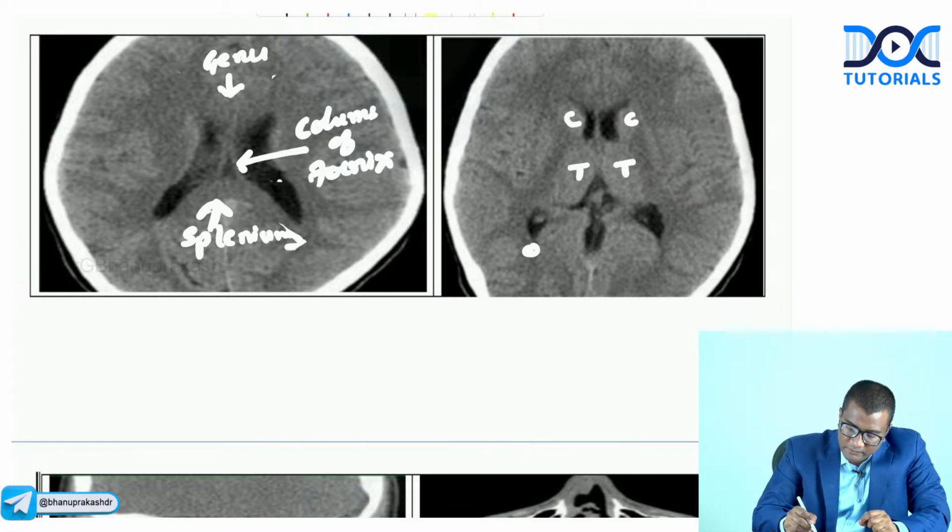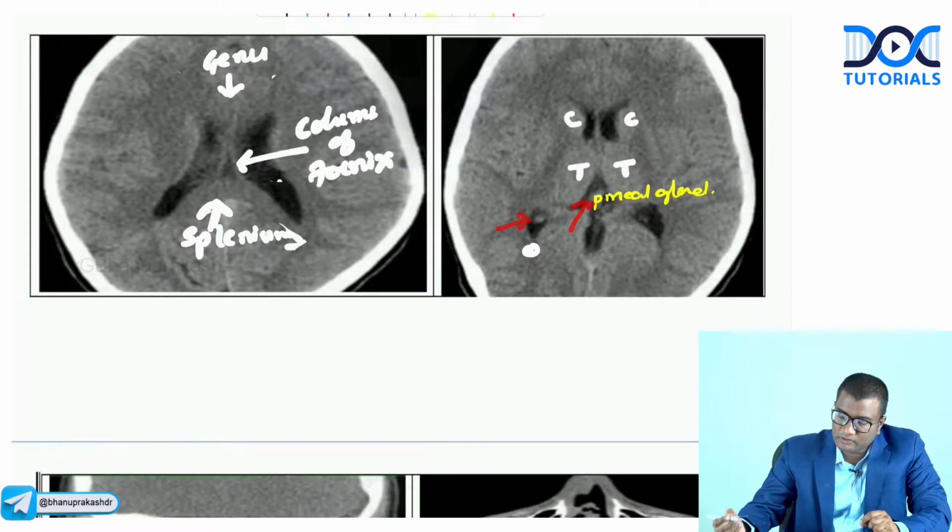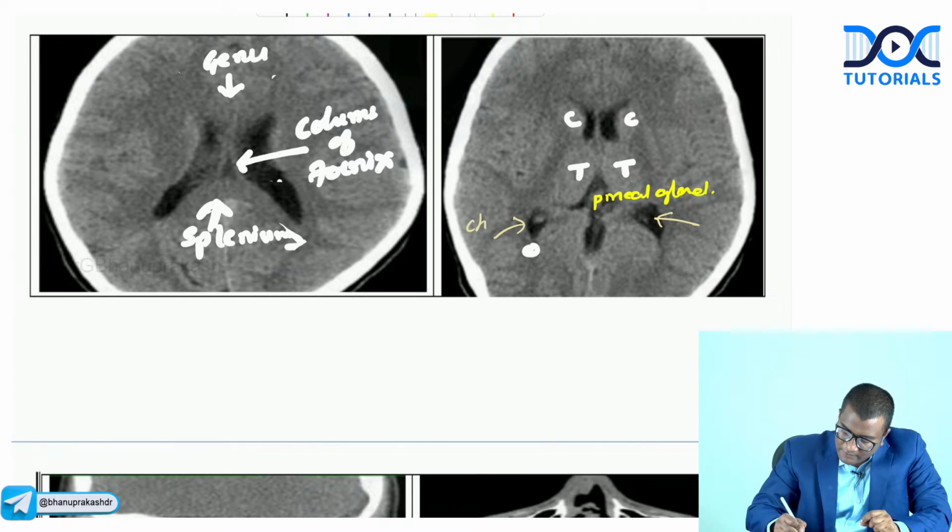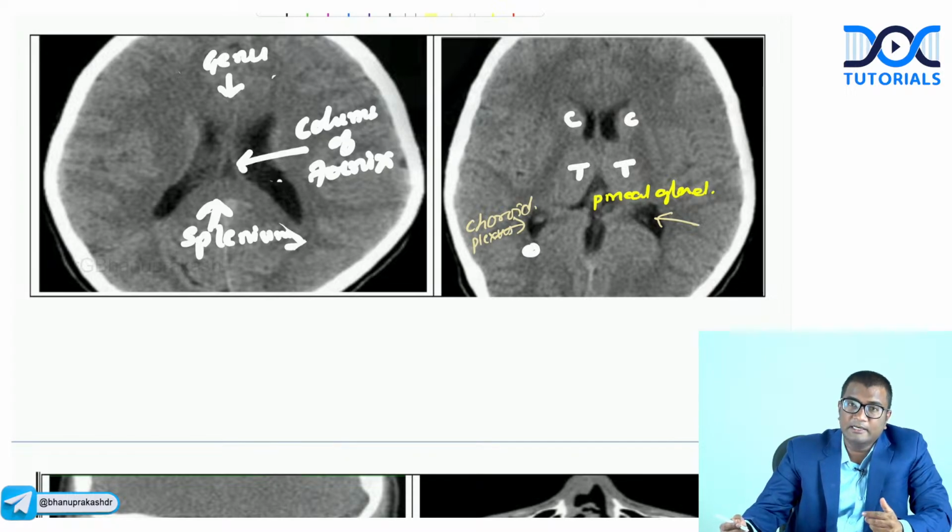Just posterior to the third ventricle is your pineal gland. Within the occipital horns of the lateral ventricle, we have the choroid plexus, right? So the pineal gland is located behind the third ventricle, and the choroid plexus is located within the occipital horn of the lateral ventricle. And where do we have the lentiform nucleus?